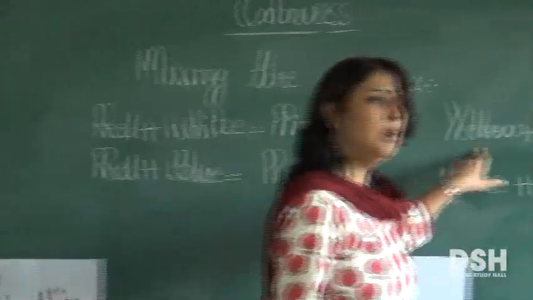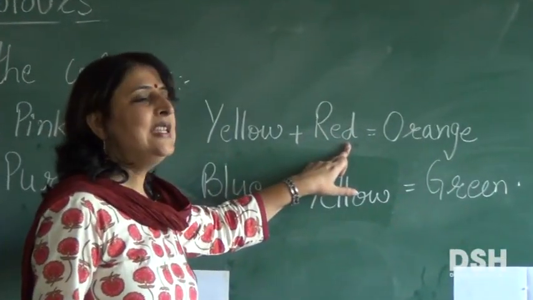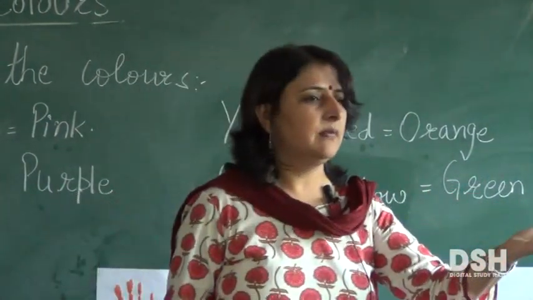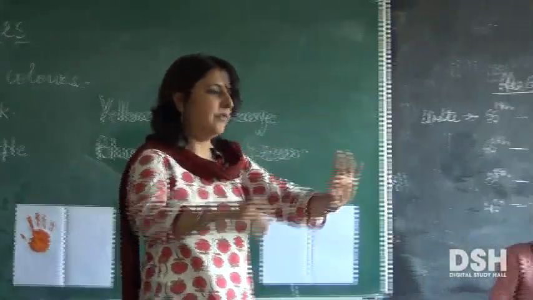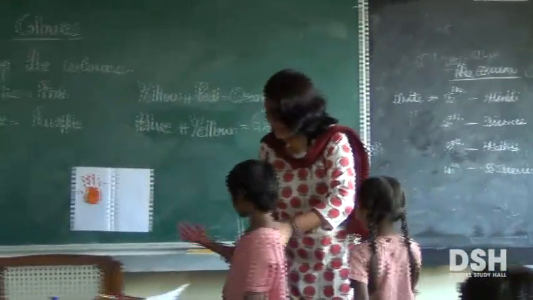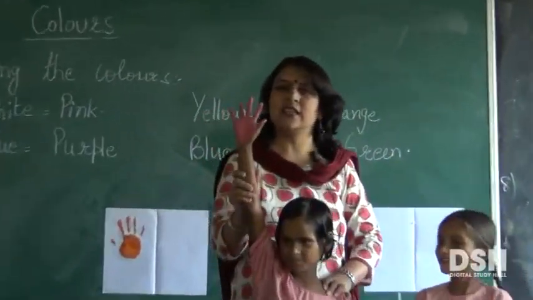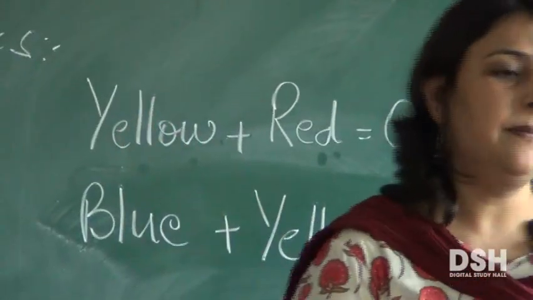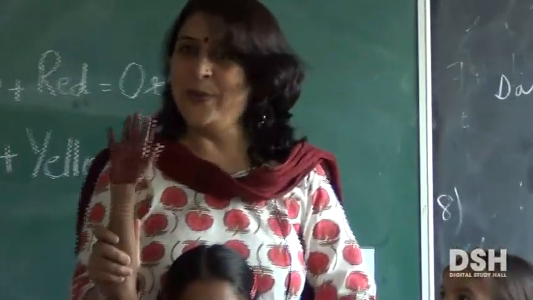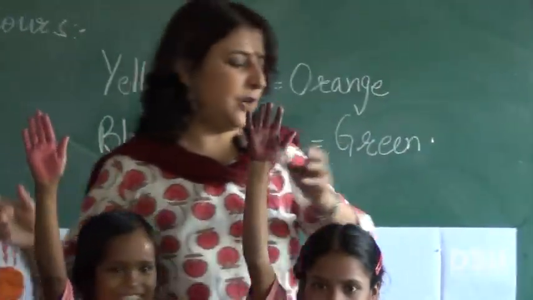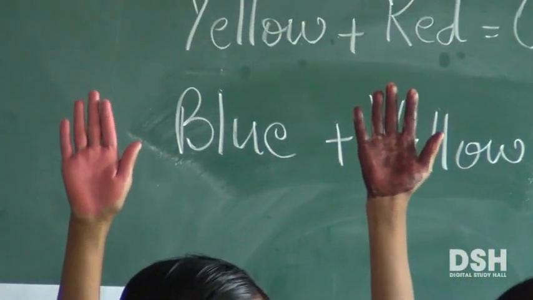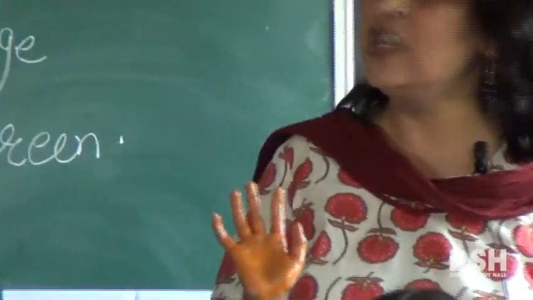And yellow, red will give you... Come, show me your hands. Come, Pooja, come. You also come, beta. See, now their hands are dry. Which color is it? Pink. Come, you also come. Wait, stand here. Which color is it? Purple. See, pink and purple. And now, which color is it? Orange, right? This will also dry soon. Then I'll show you once again.